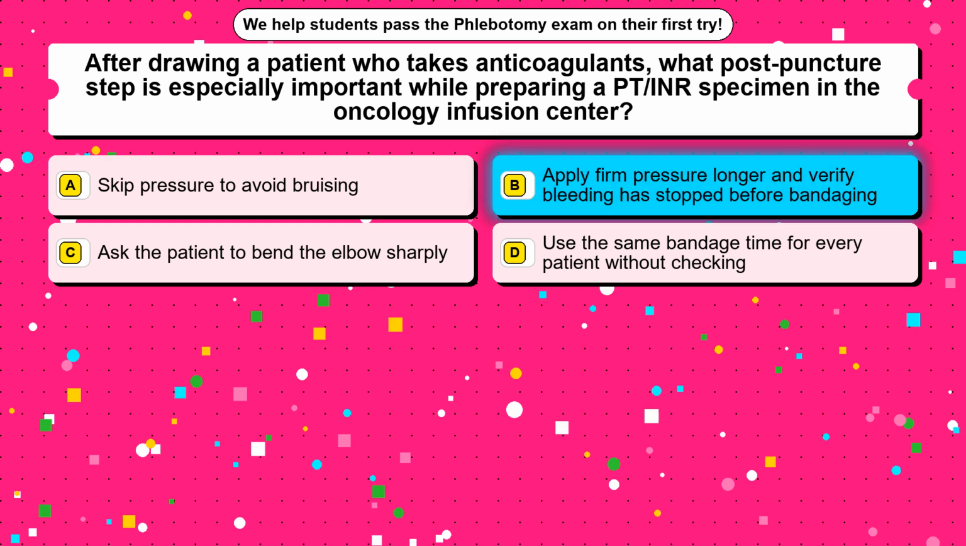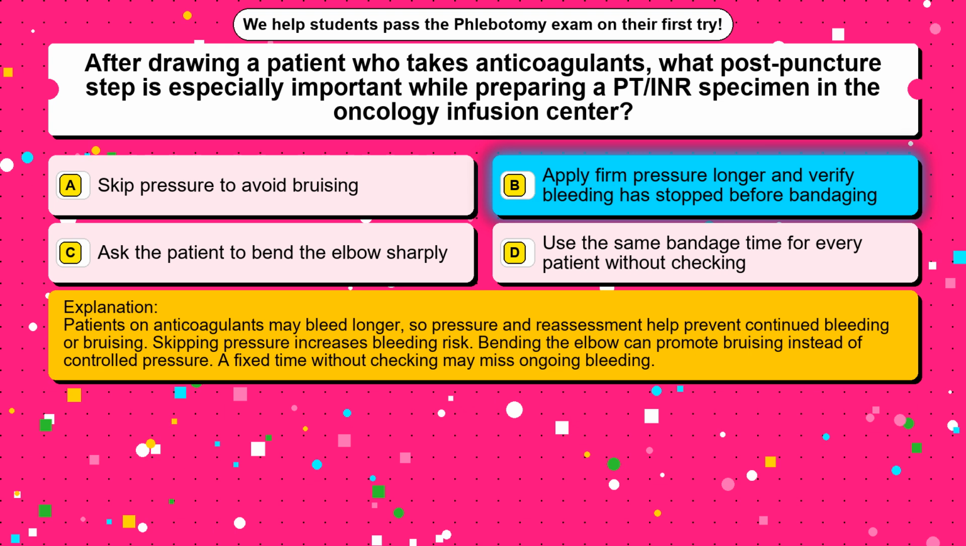The correct answer is option B. Apply firm pressure longer and verify bleeding has stopped before bandaging. Patients on anticoagulants may bleed longer, so pressure and reassessment help prevent continued bleeding or bruising. Skipping pressure increases bleeding risk. Bending the elbow can promote bruising instead of controlled pressure. A fixed time without checking may miss ongoing bleeding.